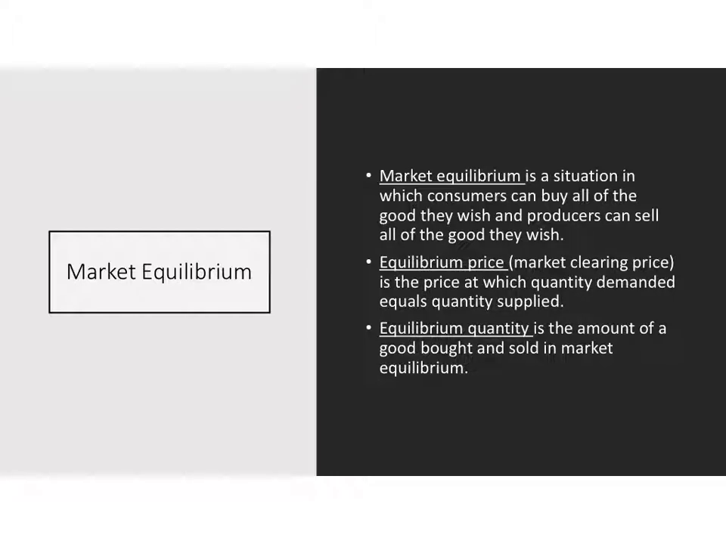So market equilibrium is a situation in which consumers can buy all the good they wish and producers can sell all the good that they wish. A market equilibrium has two components: the equilibrium price and the equilibrium quantity. The equilibrium price is sometimes referred to as the market clearing price. That's the price at which quantity demanded equals quantity supplied. And the equilibrium quantity is the amount of the good that's bought and sold in the market at equilibrium.